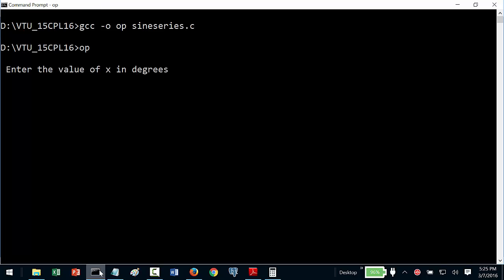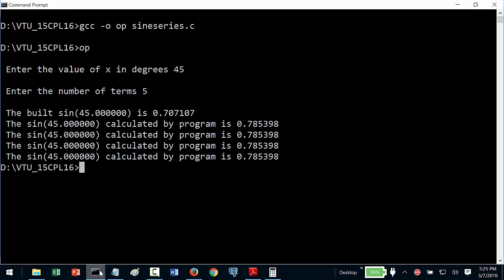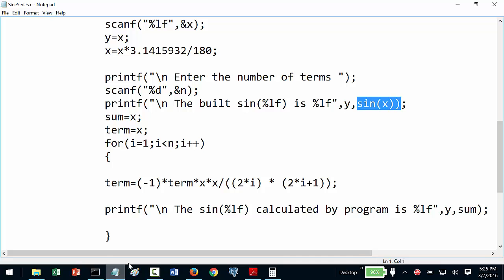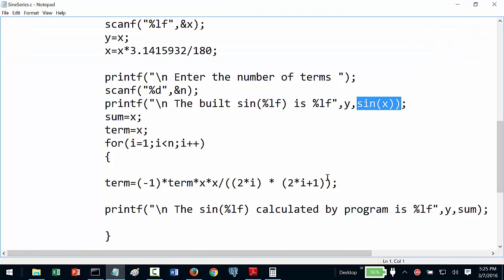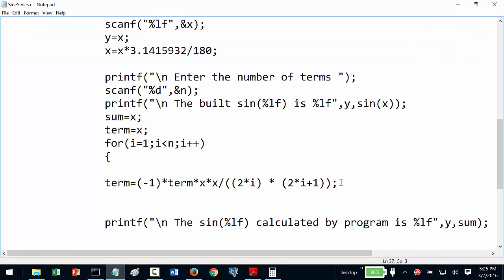Okay, no problem. We'll give 45. We'll give 5 terms, that's more than enough. Oh, did we do sum equal to sum plus term? See, we have not done that. So 0.78, it is not changing. So no need to panic. I'll just do sum equal to sum plus term. So now you know the importance of term, right?